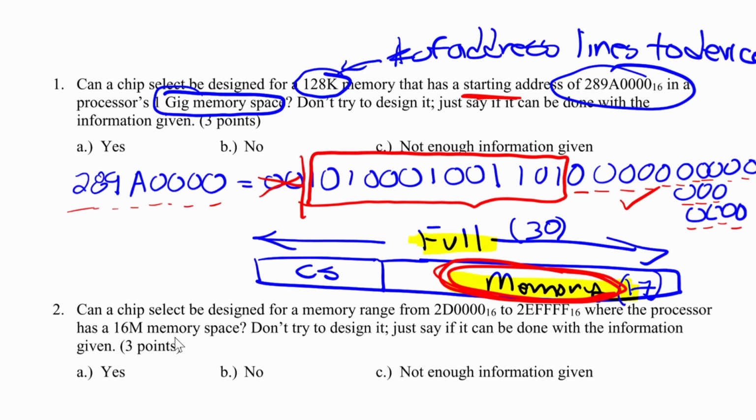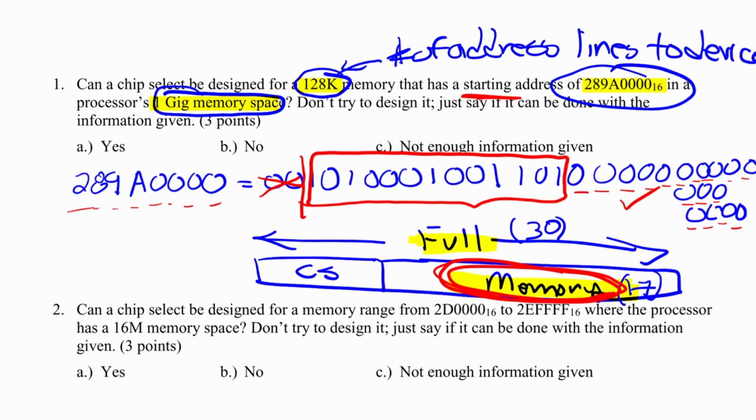So, do I have all 3 pieces? Yes. The 128K memory defines the number of bits that go to the memory device. The 1 gig memory space defines the number of bits going to the full address. And then this 289A0000 defines a starting address that is valid for the rest of the parameters. If, for example, instead of being able to drop these 2 leading zeros, there were 1s in those positions, we'd know that the address went beyond the 1 gig and we wouldn't be able to design the chip select for it.